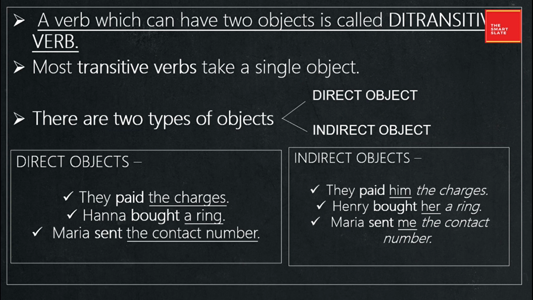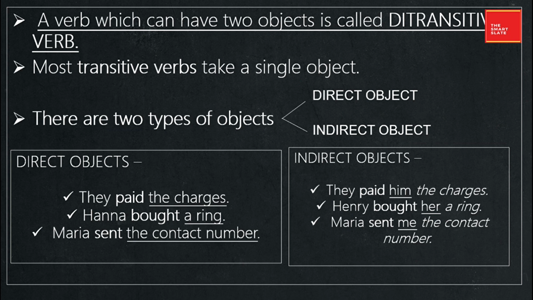Paid is ditransitive because him is the indirect object, which we need to understand, that they paid someone the charges. So that someone is the indirect object. Hannah bought a ring. So bought for someone. So bought here acts as a ditransitive because there is a direct object and there is an indirect object. Similar is the case with sent the contact number.